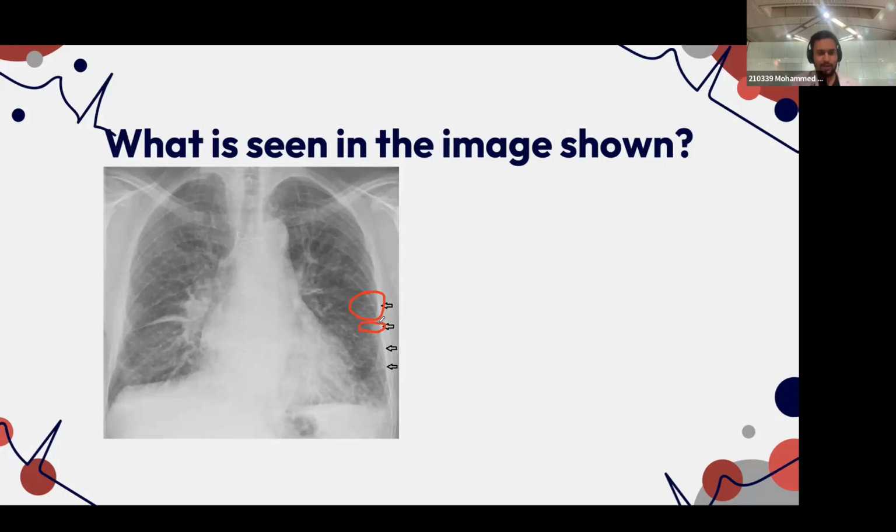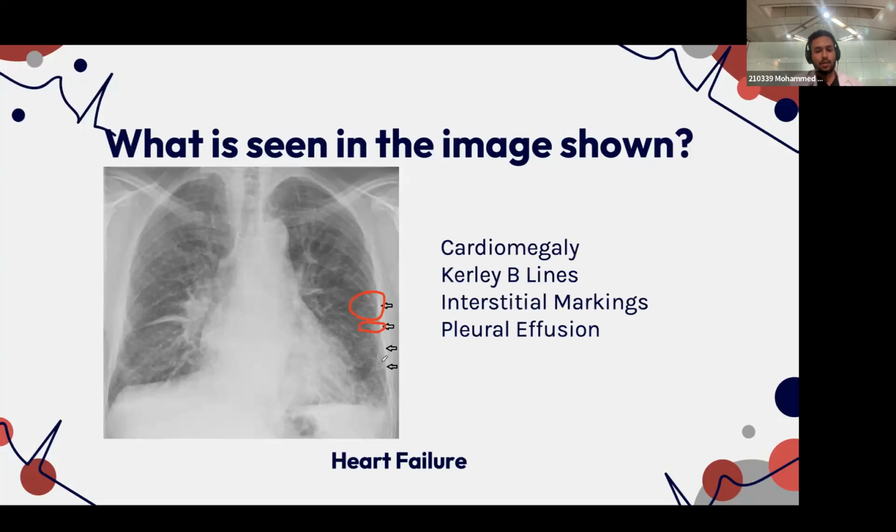Okay, so I'll mention that. Always the case will hint towards it. But the most important finding on chest X-ray for congestive heart failure is Kerley B lines. Okay, Kerley B lines. What is Kerley B lines? It's a sign of pulmonary edema. Okay, this is because of pulmonary edema.